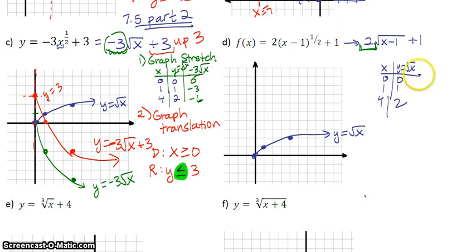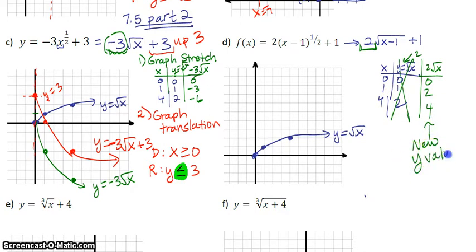What's happening is I'm just putting a 2 right in front of that square root. So everything I had for my answer before now becomes times 2. And these are my new y values. So again, the x values stay the same, just the y values change. So it still starts at (0, 0), but instead of going up to 1, it goes up to 2. And at the next point, instead of going up to 2, it goes all the way up to 4. And I have not done any of the translations yet. All I did is the 2 in front of the square root of x.